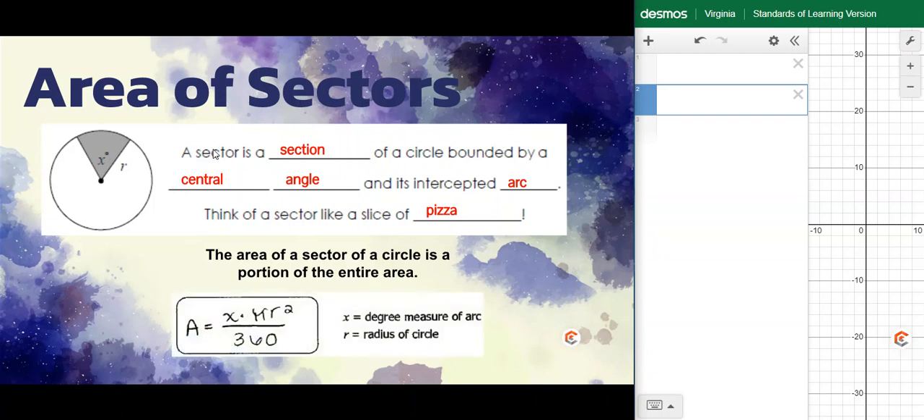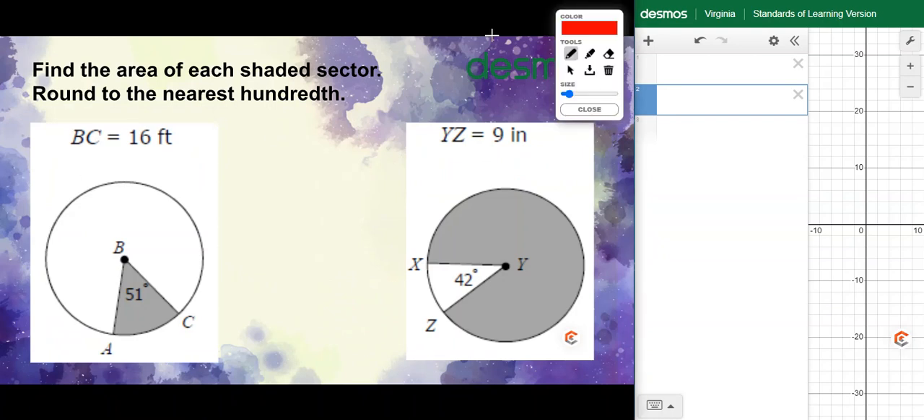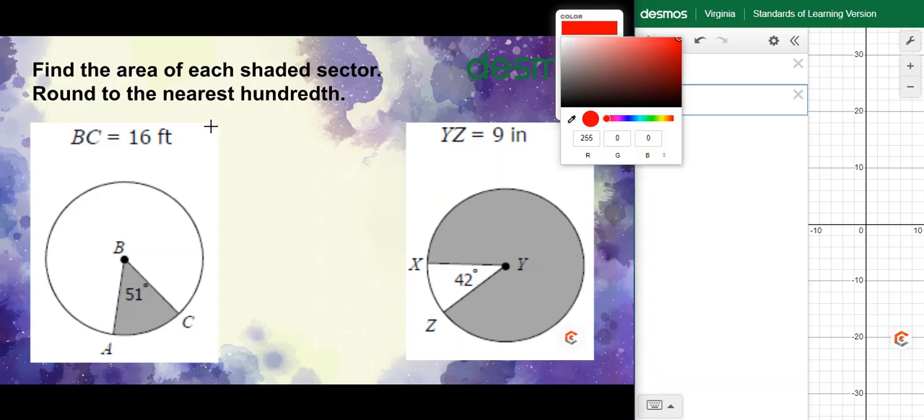And to do that, we use the formula. Area is equal to x, the degree measure of the arc, times pi r squared, where r is the radius, divided by 360, or the number of degrees in a circle. Let's take a look at an example and see how that works. So we'll do the first one by hand, just to get an idea of the feel of it.